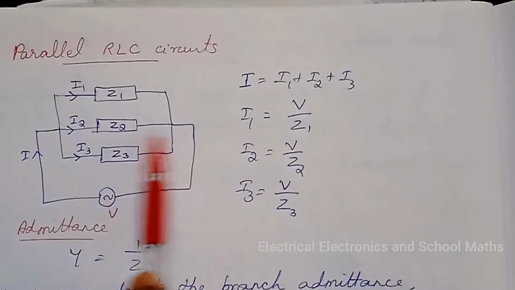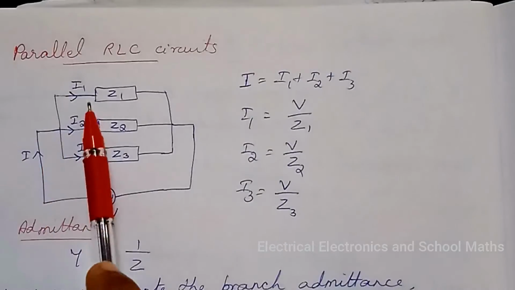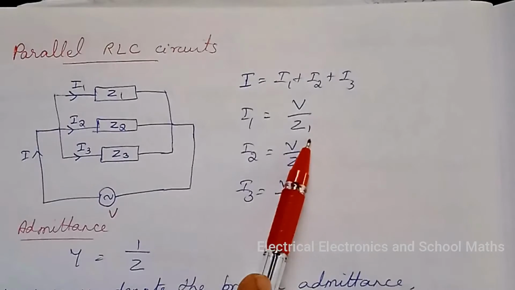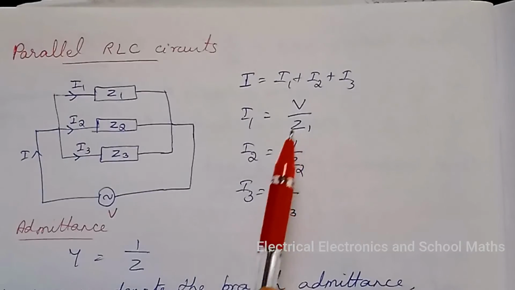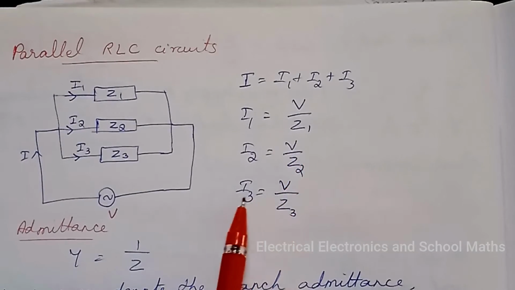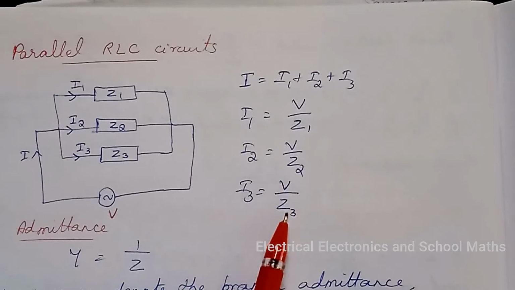Then we have I1 is equal to V divided by Z1, I2 is equal to V divided by Z2 and I3 is equal to V divided by Z3.